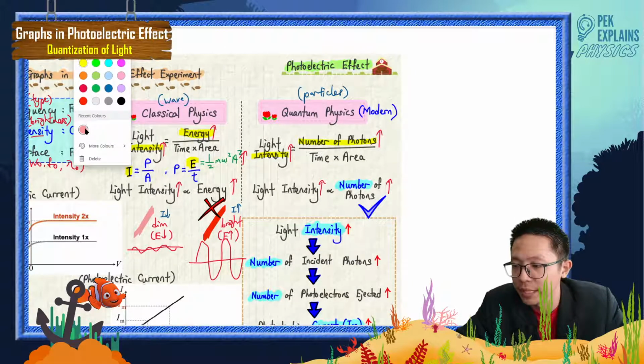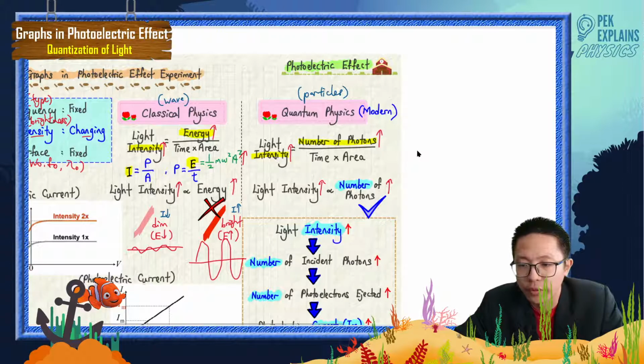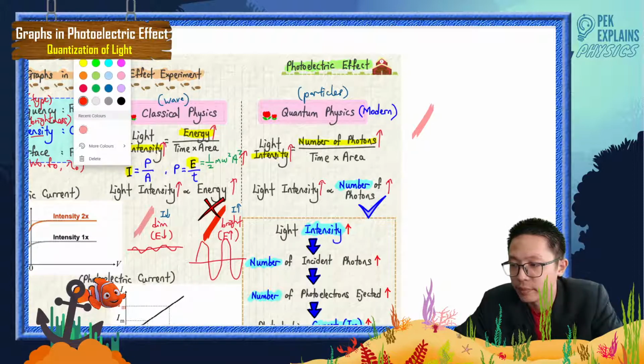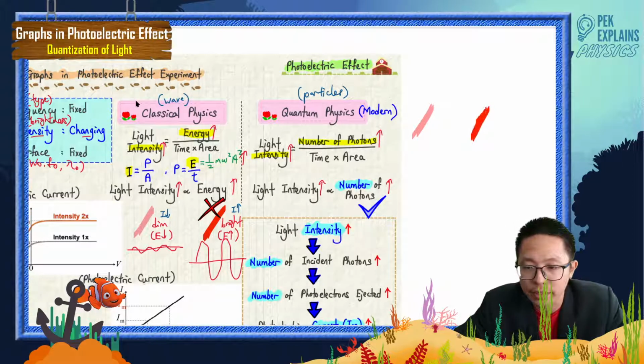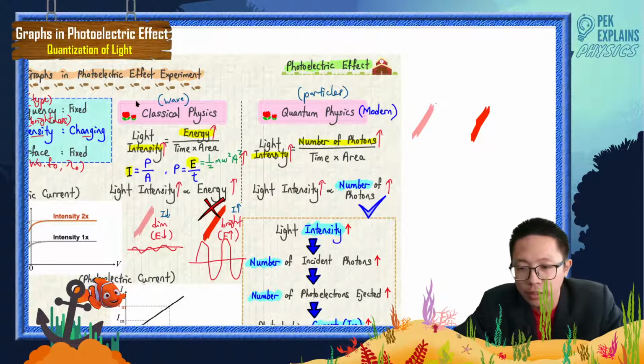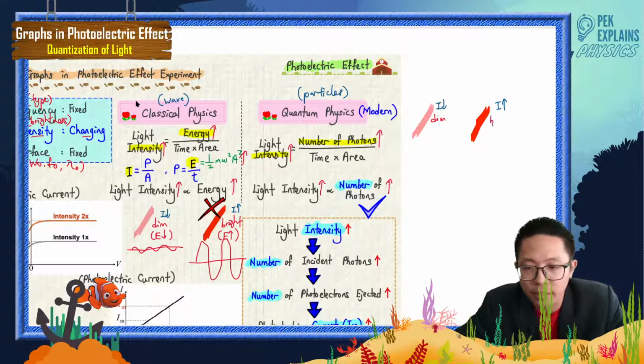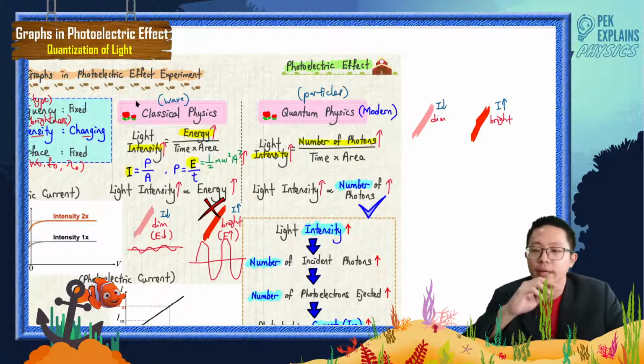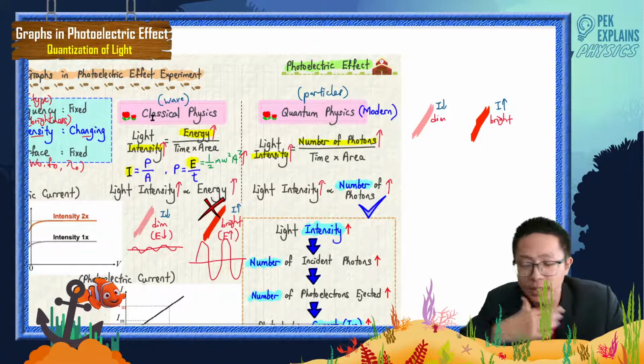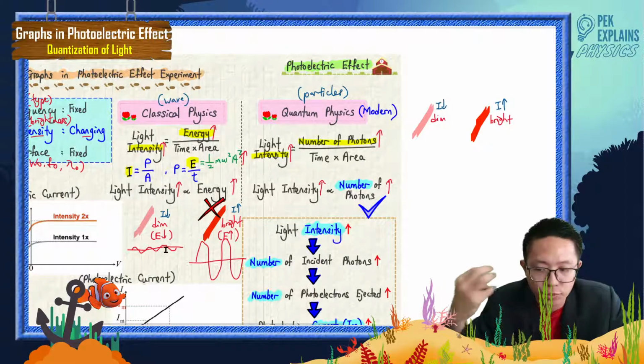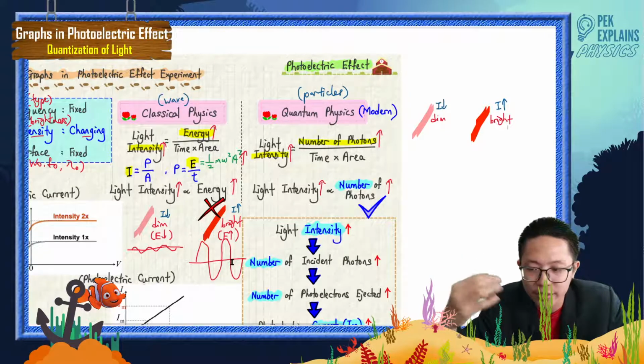Let's talk about the dim light. For quantum physics, how we look at dim light and how we look at bright light. This is the low intensity and this is the high intensity. This is the dim light. This is a bright red light. Last time classical physics is saying that dim light has low energy, small amplitude.